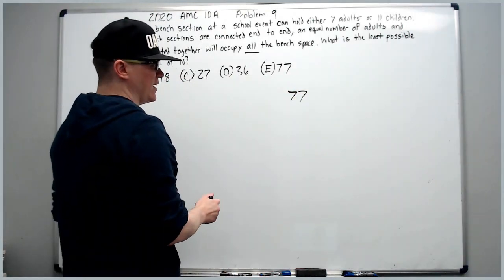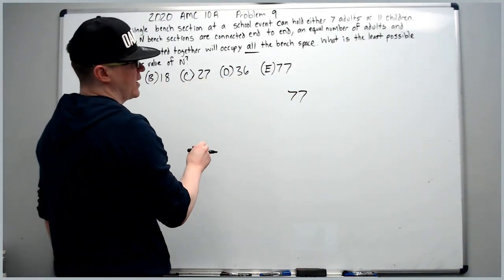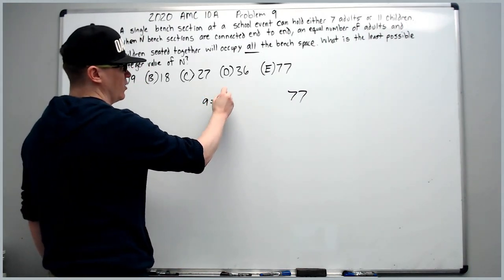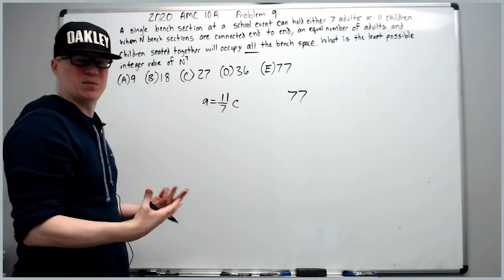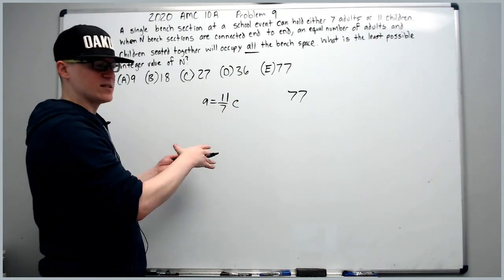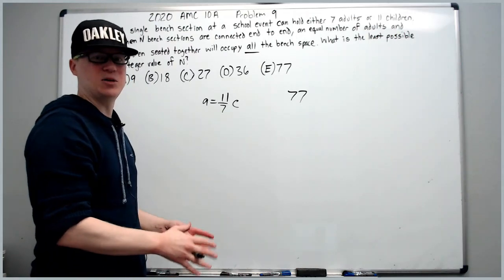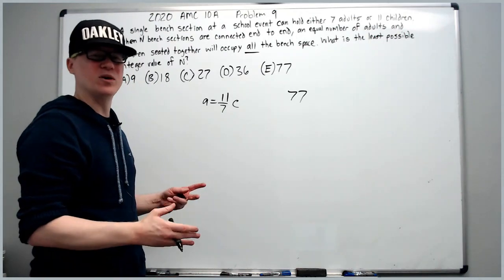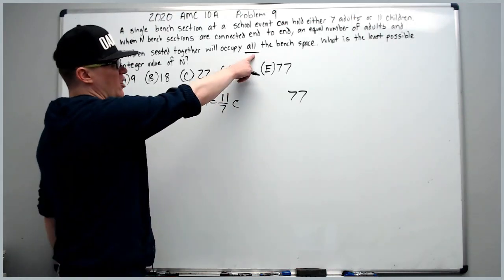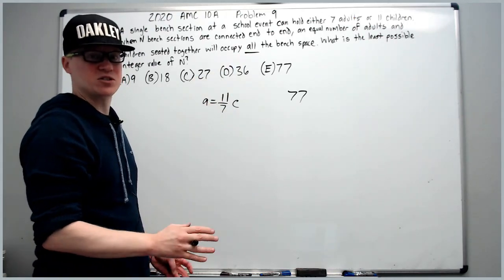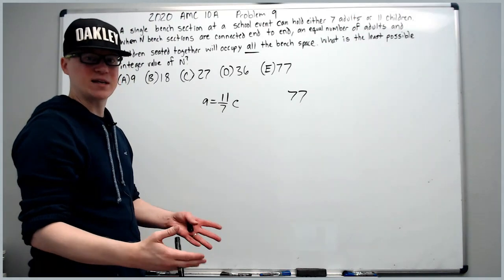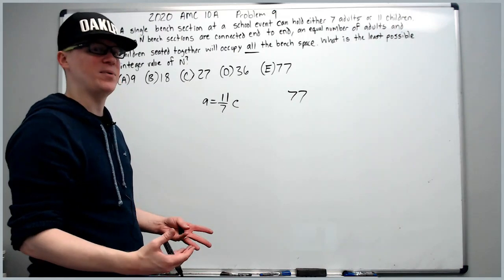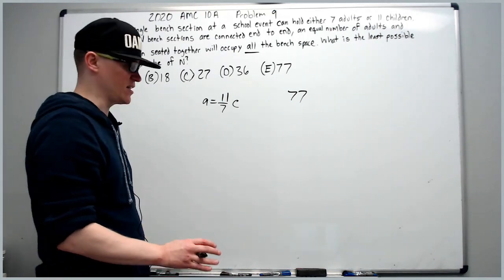You might be thinking, that's not the answer, by the way. You might be thinking that one adult can equal 11/7 of a child. Is it possible then that some children and some adults occupy the same bench together? We don't really have to worry about that because it says all the bench space will be used. So there'll be no gaps between the end of the bench where multiple children and adults sat on the same bench. We don't have to consider that in this problem.